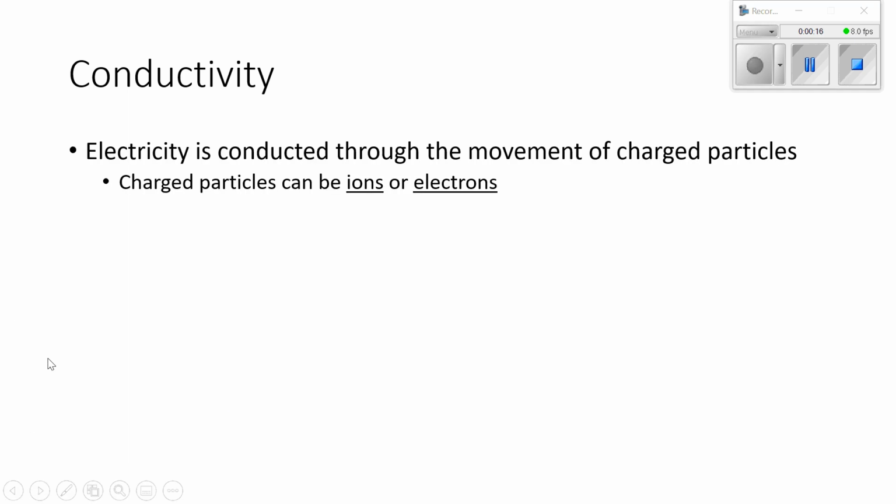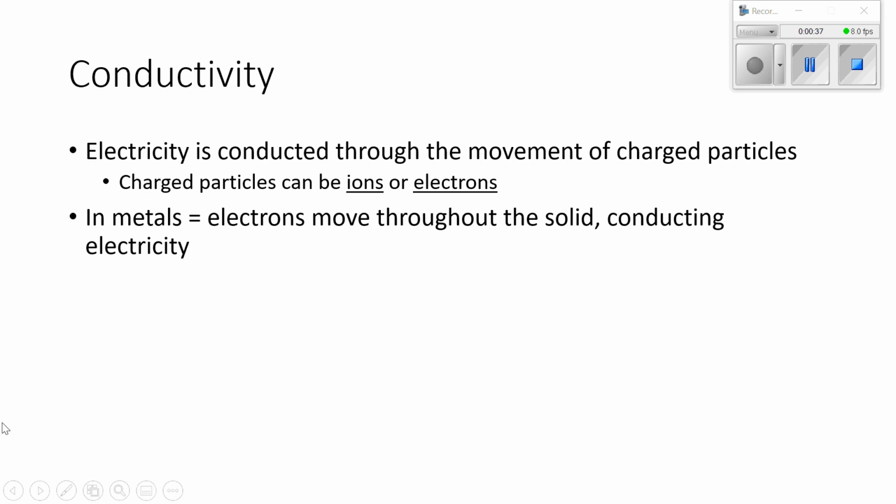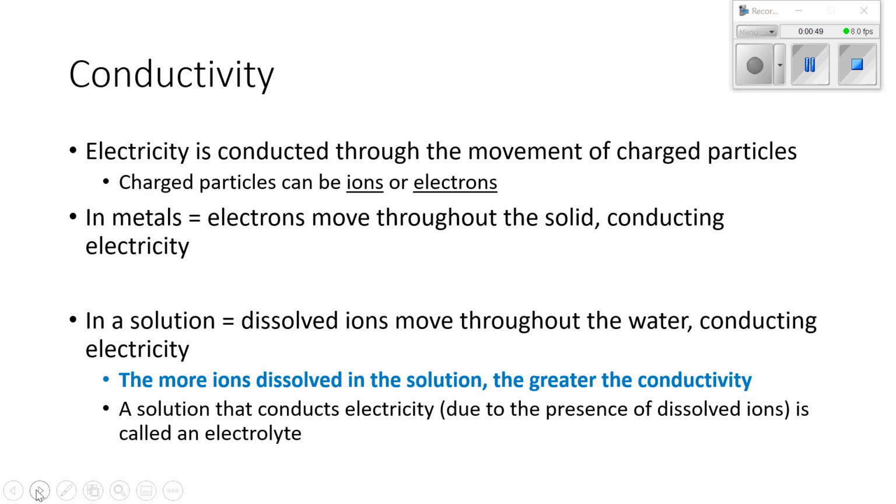When something conducts electricity, that means that what's happening inside the substance is there's movement of charged particles. And those charged particles can either be ions or electrons. So if a substance conducts electricity, there's charged particles moving around freely within that substance. That's a key takeaway there. In metals, electrons are moving freely throughout the solid, conducting electricity. So that's what allows solid metals to conduct electricity, those freely moving electrons.